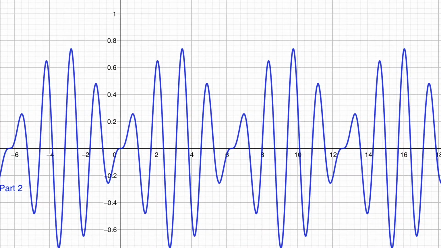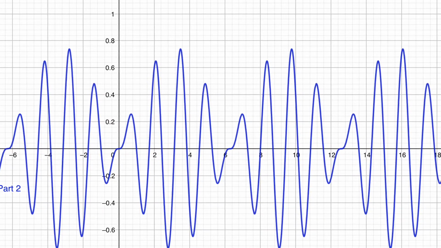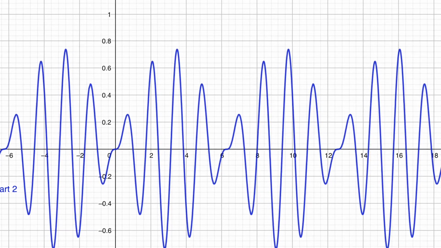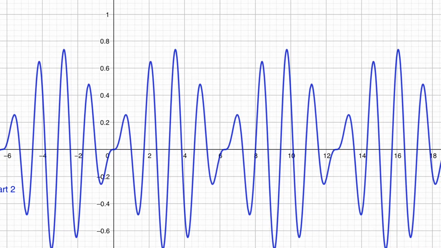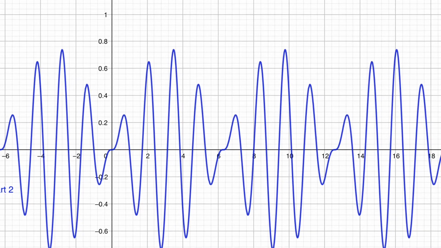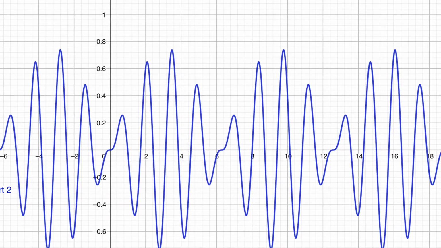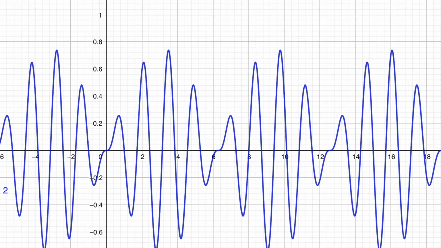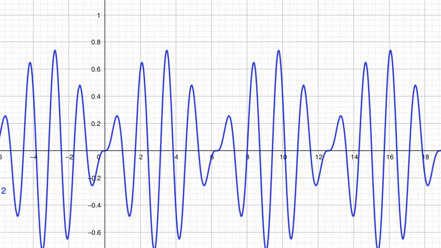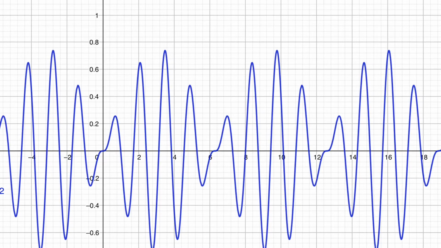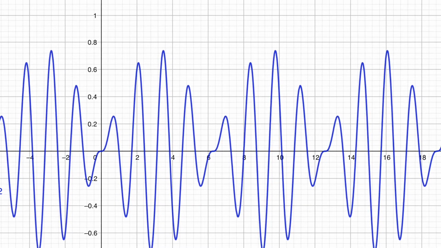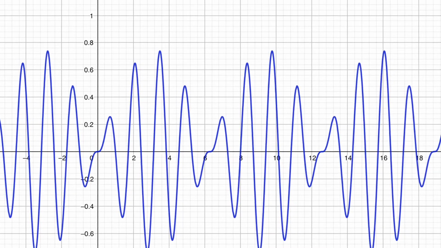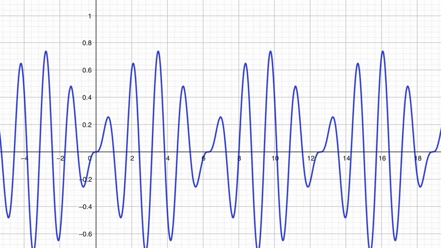So for part 2, we repeated the same steps, but our omega value was now 5. So we were able to use our same xh equation of c1 cosine 4t plus c2 sine 4t, and a similar strategy for the xp equation as well. We were able to do A sine 5t plus B cosine 5t. And that resulted in a final x of t equation of 5/12 sine 4t minus 1/3 sine 5t.